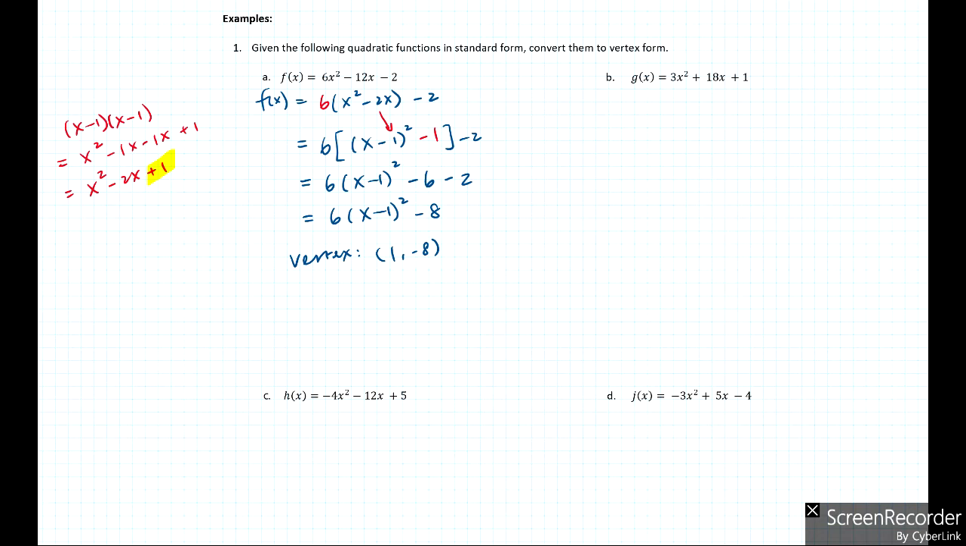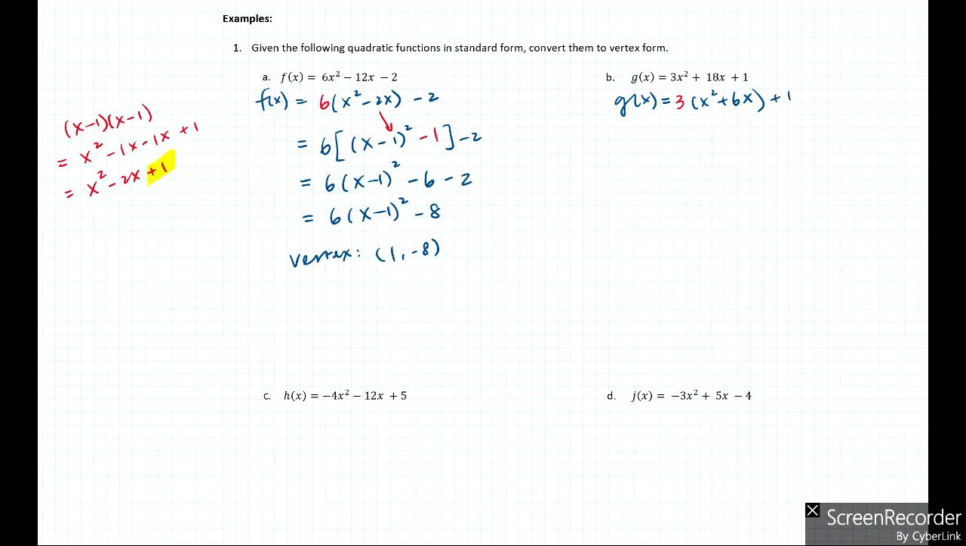So if we look at part B, we want to do the same thing. Whatever the leading coefficient is, here it's 3, I'm going to factor that out. And I only need to factor it out from the variable terms. So that becomes x squared plus 6x. And then we just keep the constant part.